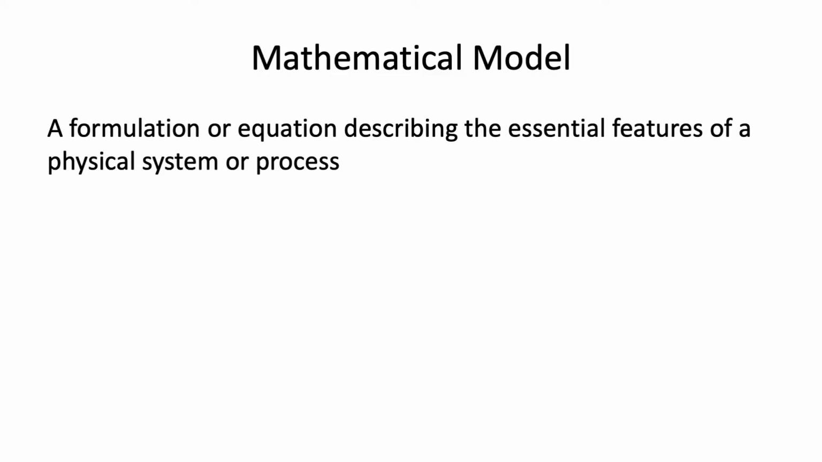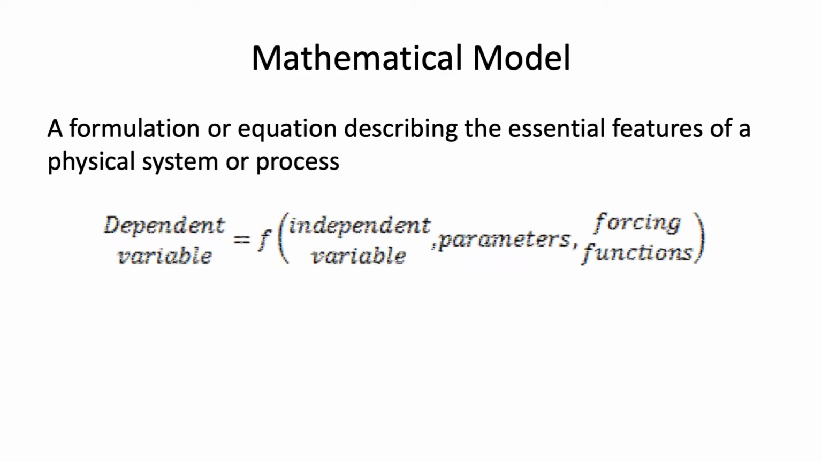A mathematical model can then be broadly defined as a formulation or equation that expresses the essential features of a physical system or process in mathematical terms. It can be represented as a functional relationship of the form as shown. Dependent variable is equal to a function of the independent variable, parameters, and forcing functions.